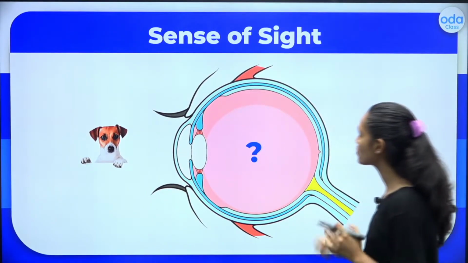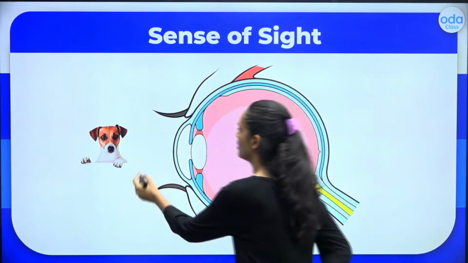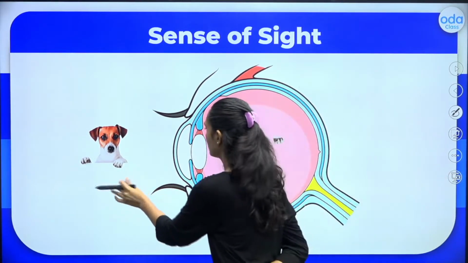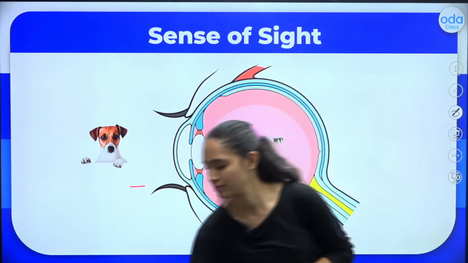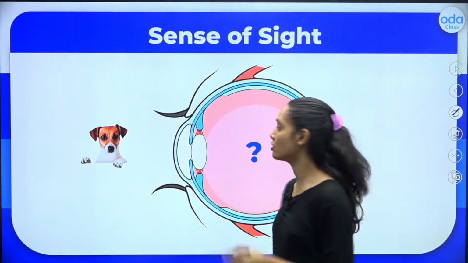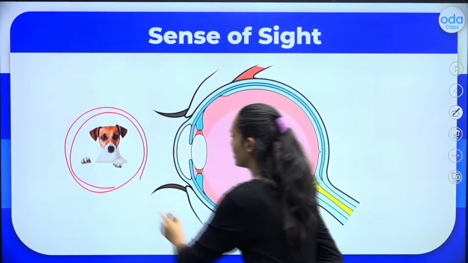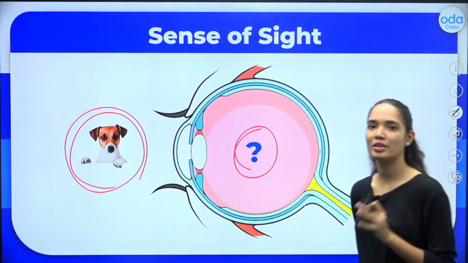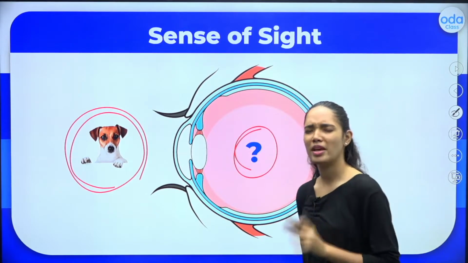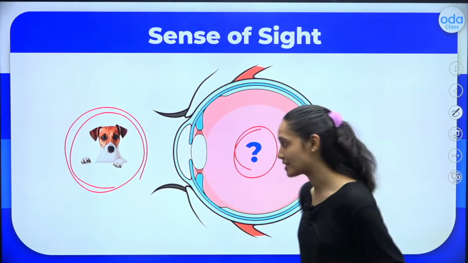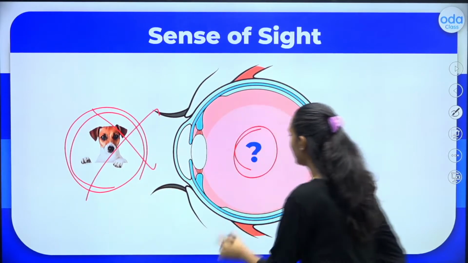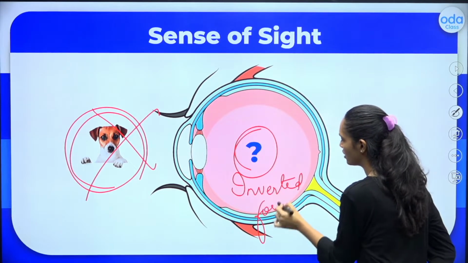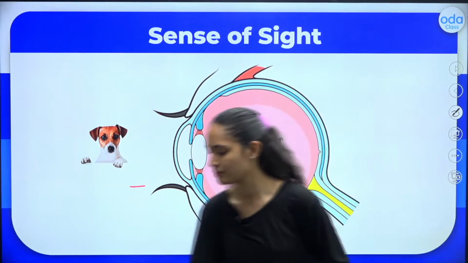Now let us do this activity, students. Imagine you're seeing a dog. Can you all tell me what will be the image of the dog inside your eye? Tell me quickly. Be quick. Use the chat section, students. It will not be like this for sure. It will be in an inverted form, correct? Just like this.